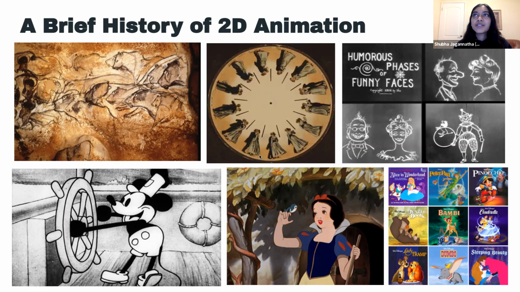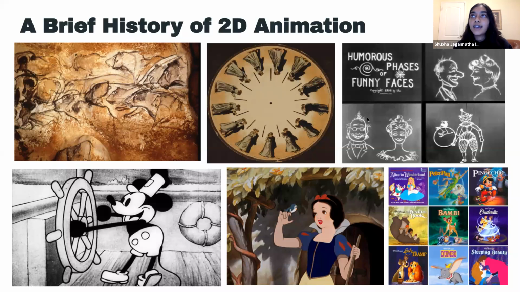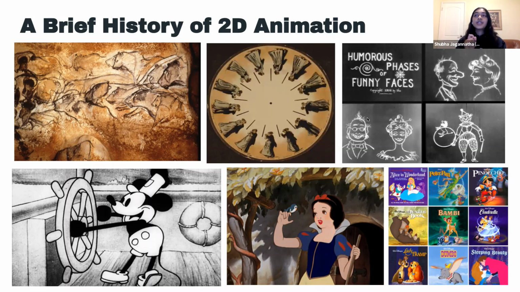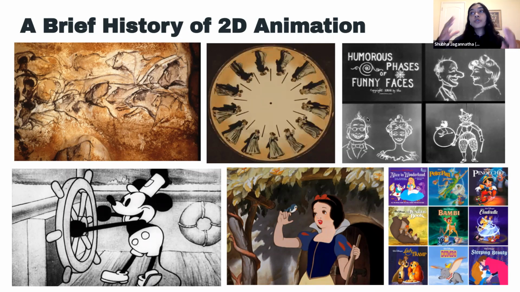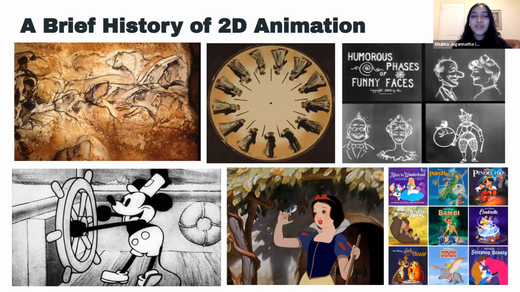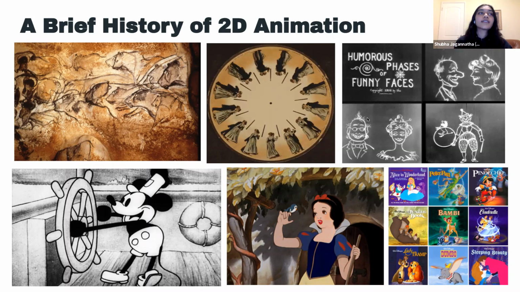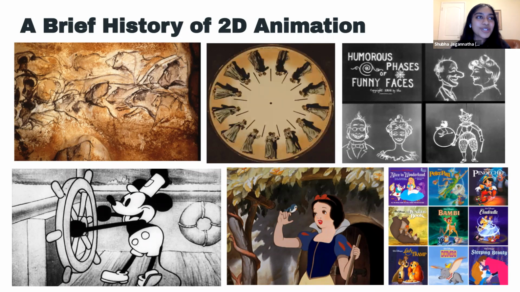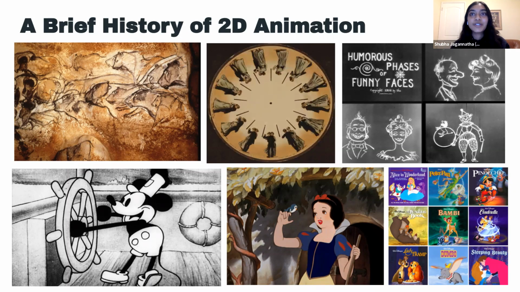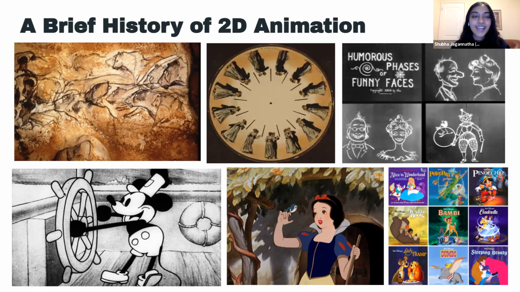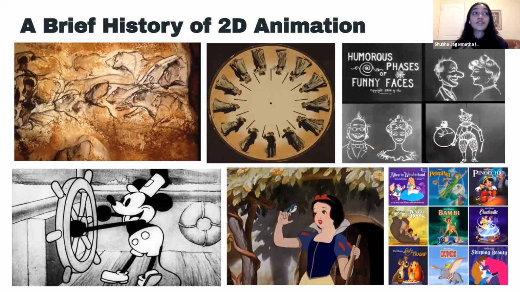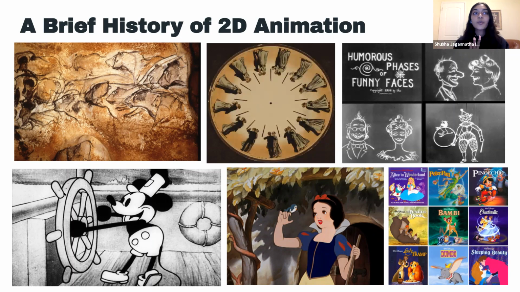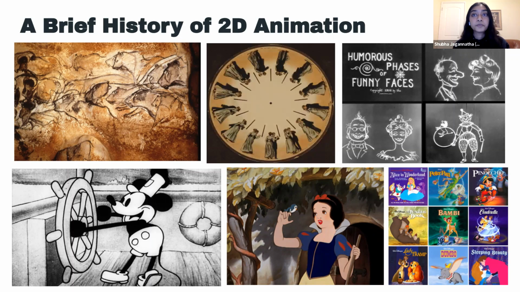After this was a thing, Humorous Phases of Funny Faces is a very historic film because it was the first 2D animation drawn on an actual movie film. So technically it's the first animated film, and this was created in 1906. Right here on the bottom left is Steamboat Willie, which some of you might recognize because it's the intro to Disney animation films. It was created in 1928 and was historic because it was the first animated cartoon to synchronize visuals with audio that matched the film.